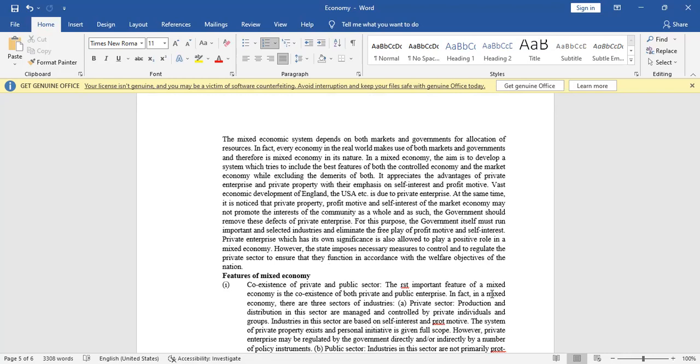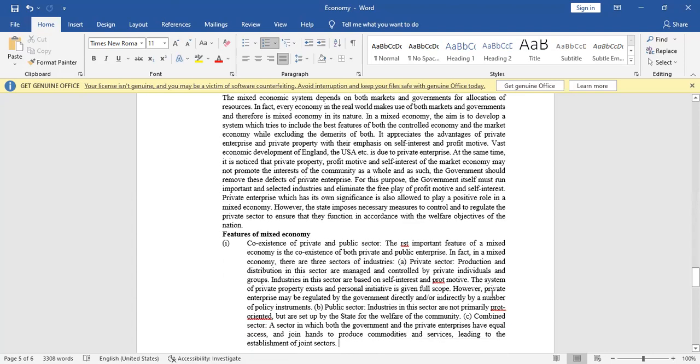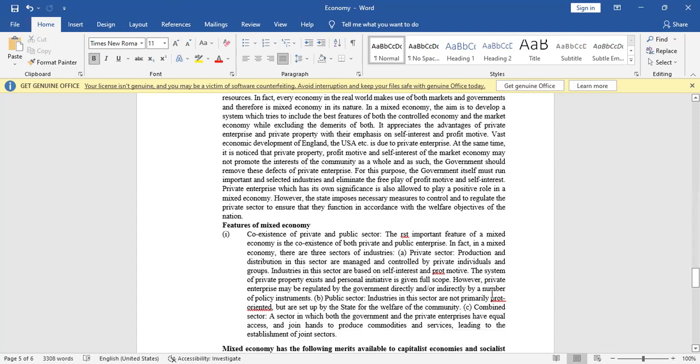So they will take the personal initiative to get more and more profit, doesn't it? But government regularizes these private people or private enterprises. A regulatory mechanism will be there, isn't it? Next, public sector.